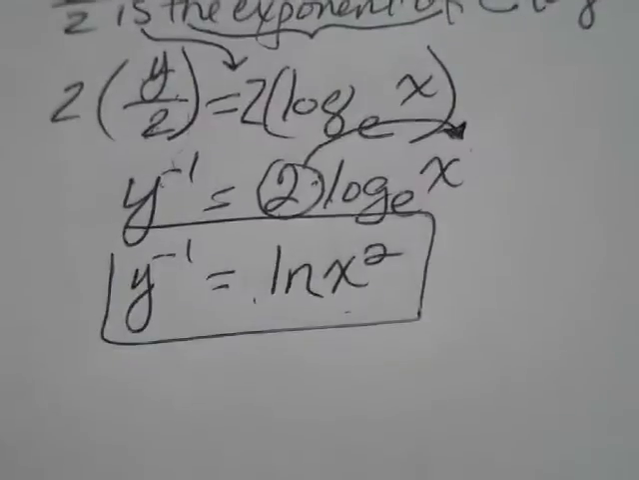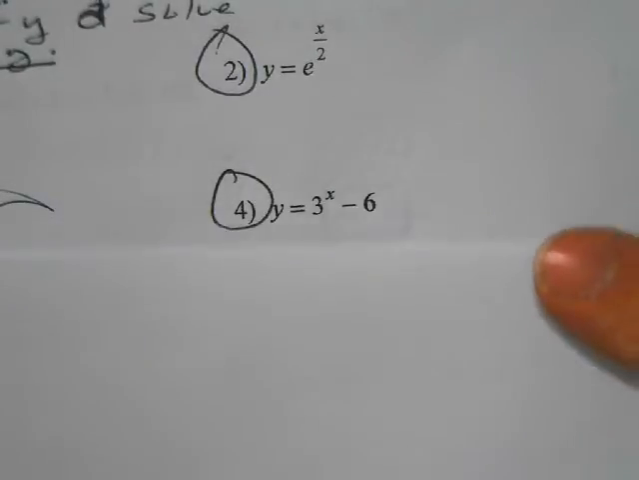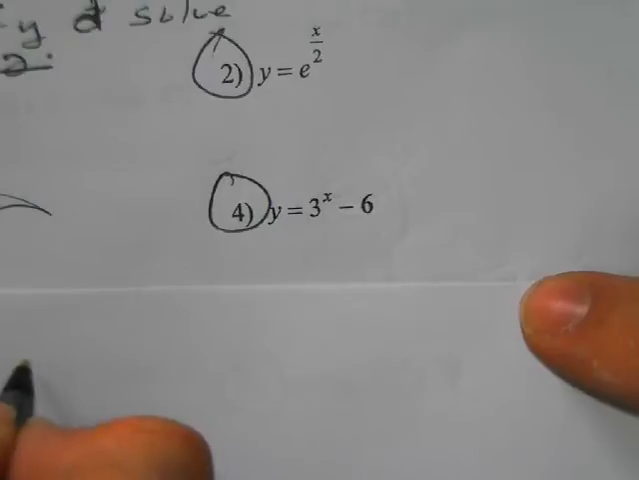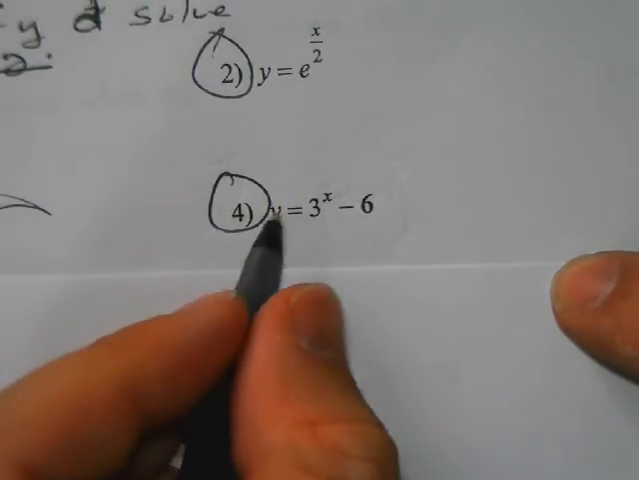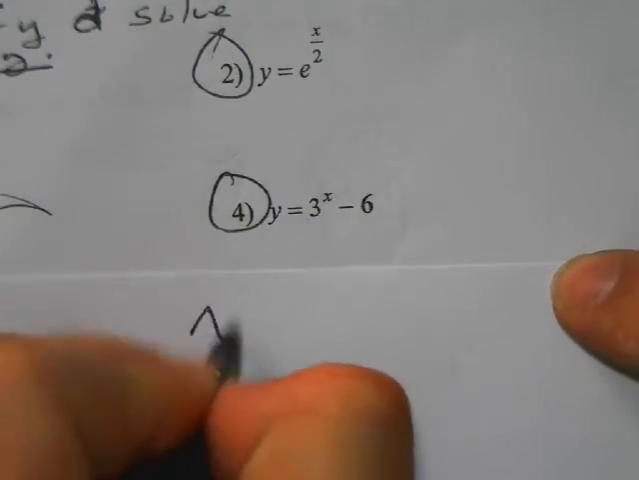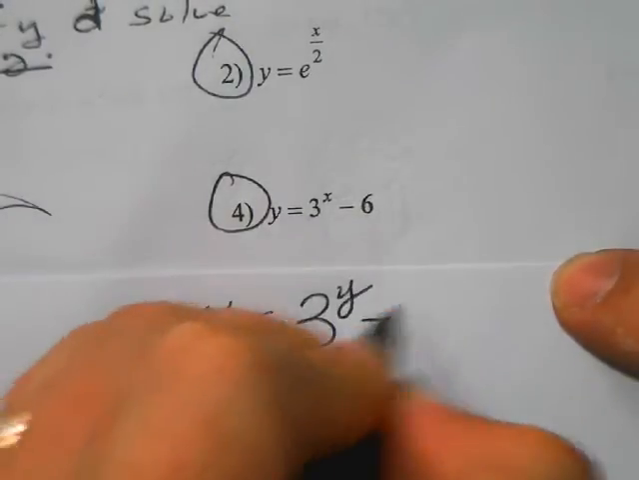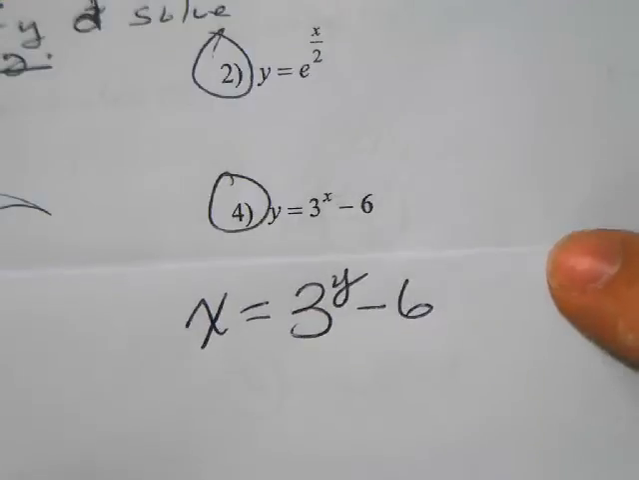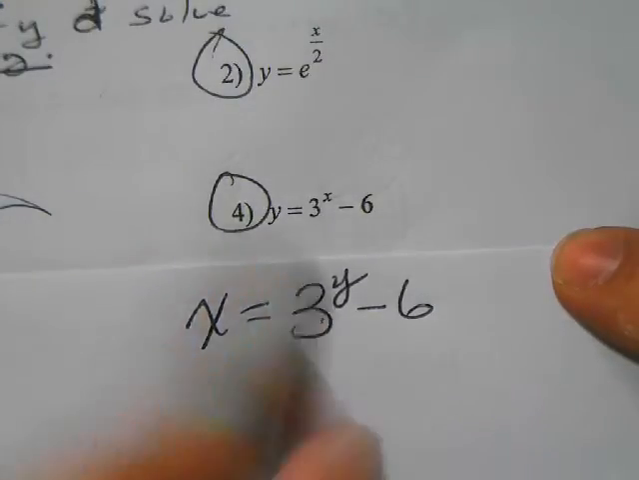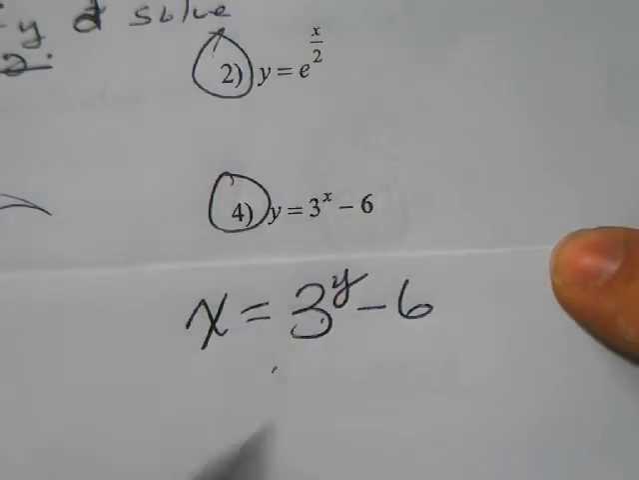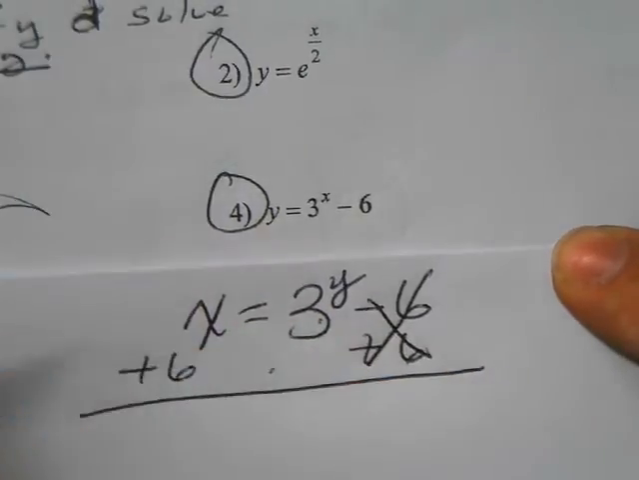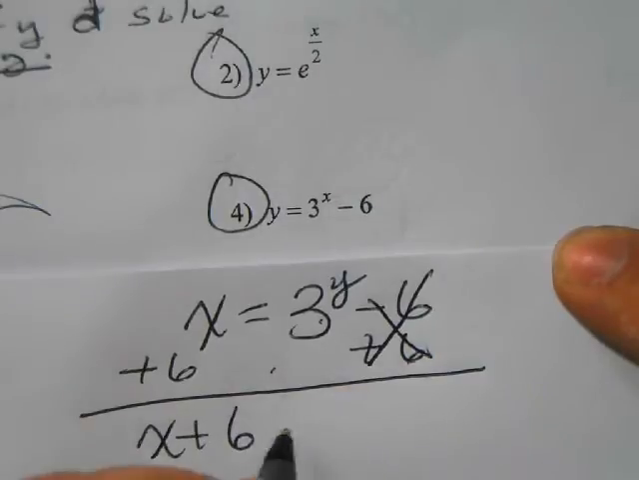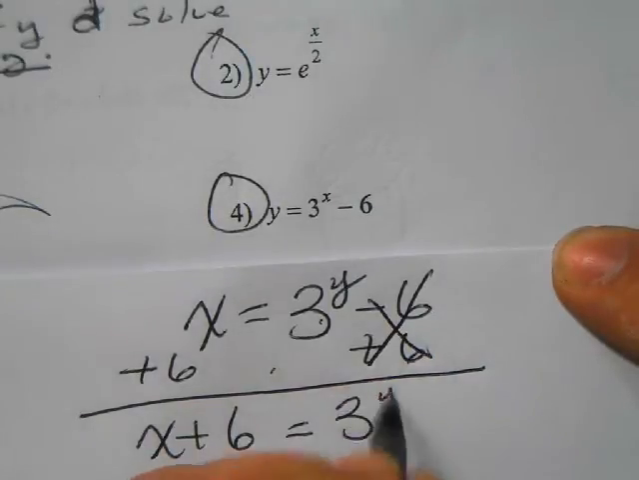And number 4 says y equals 3 to the x minus 6. And now we can switch our x and our y variables. So x is 3 to the y minus 6. I'm looking for a base and a variable just by itself. So I need to get rid of the 6 by adding 6 to both sides. And that gives me x plus 6 equals 3 to the y.